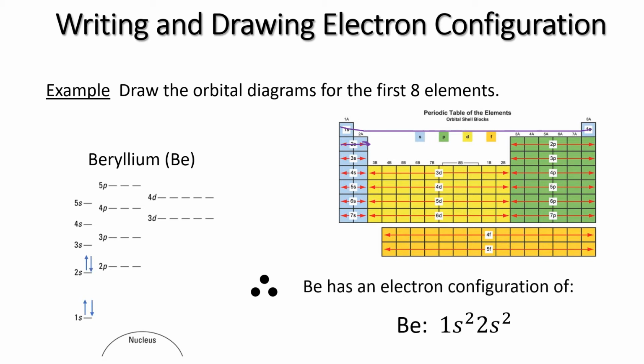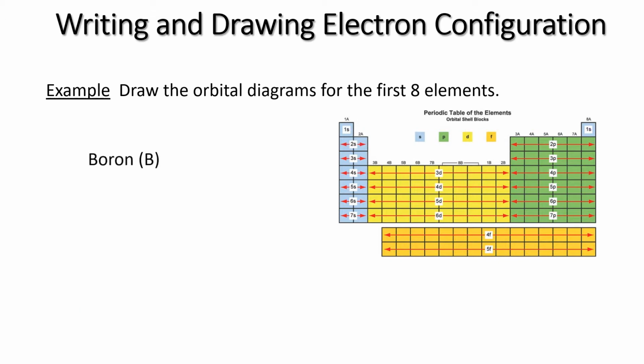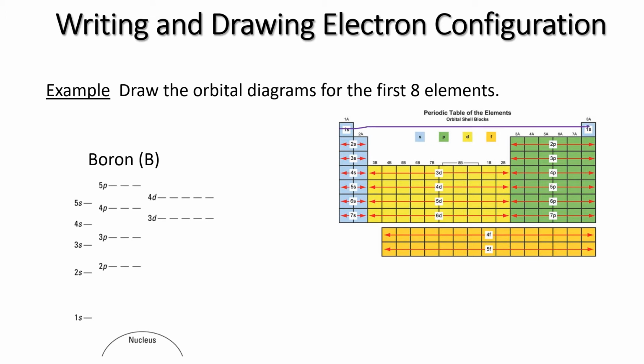And there is our configuration. And now we go to boron. And we go to drawing again. So we fill the 1s. We fill the 2s, and we jump all the way across here, and there's boron right there, and that gets us into the 2p. And that one points up.